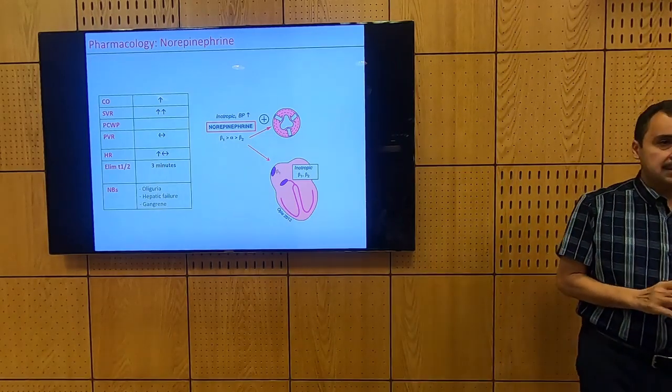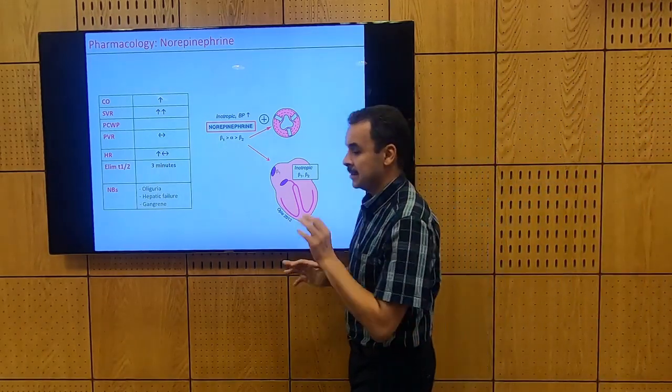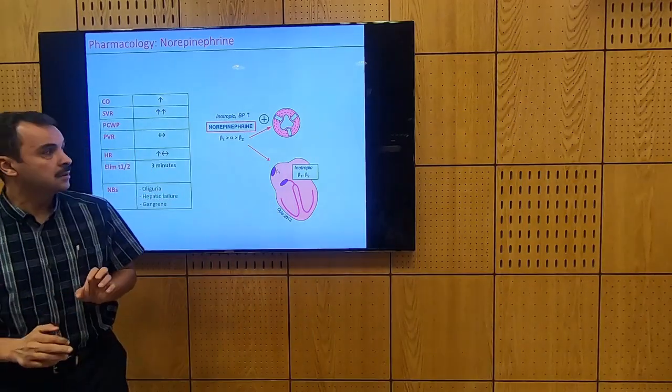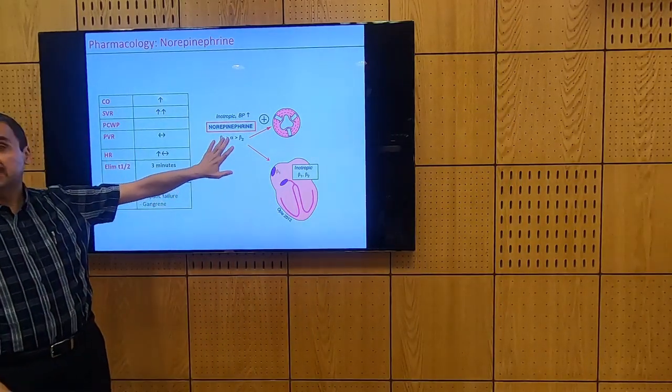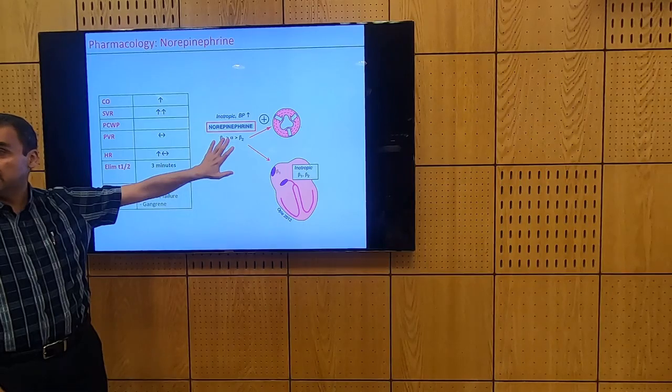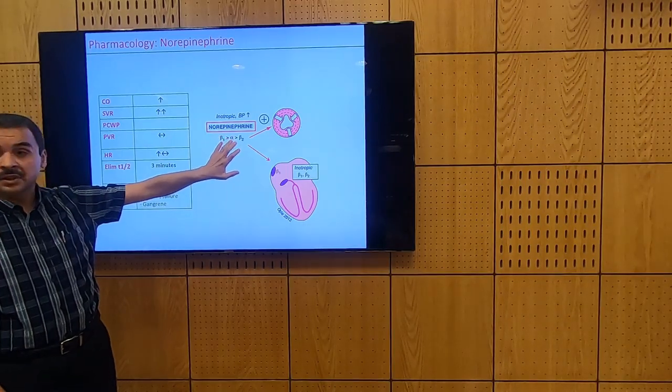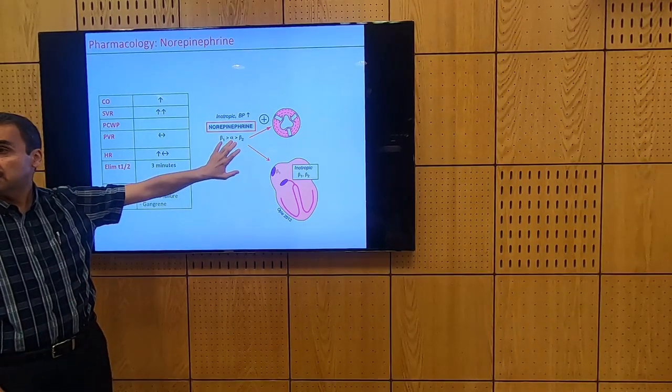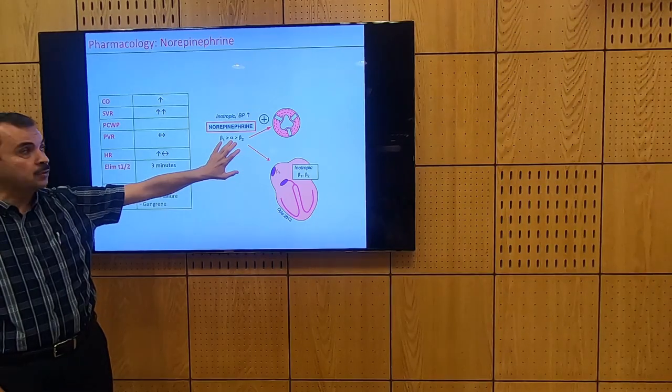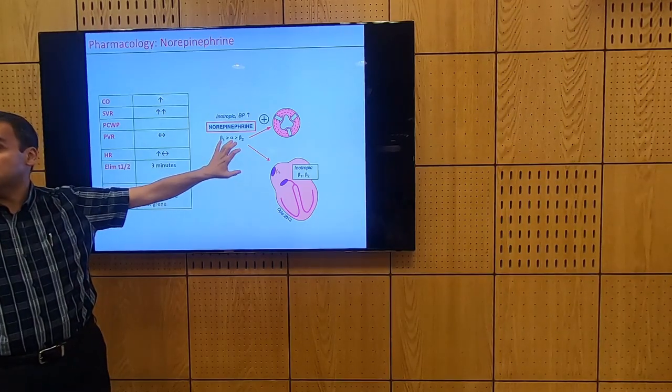Levophed, or norepinephrine. This is a very good drug. It is the drug we want in our cardiac patients. It has a very good beta 1 action, so it is a very good inotropic agent. It has a very good vasoconstrictor action to improve the perfusion without effect on the heart rate.